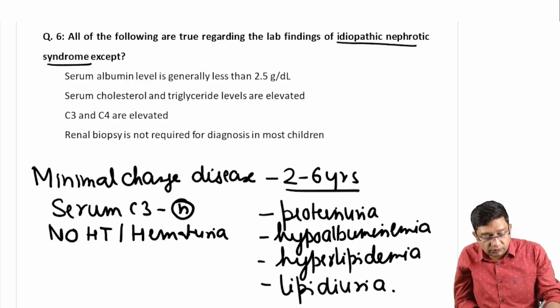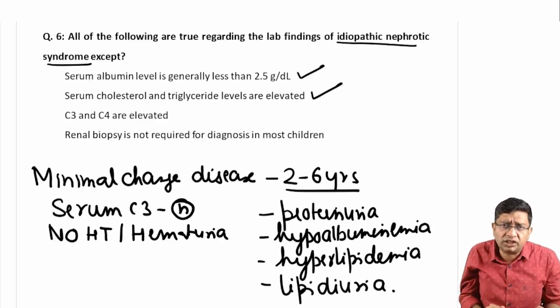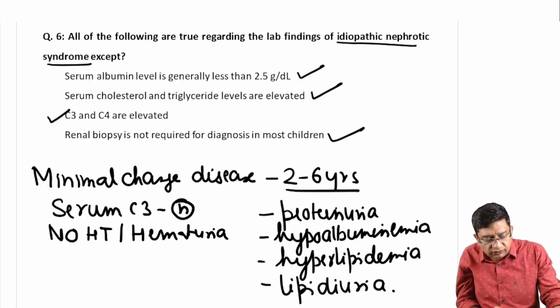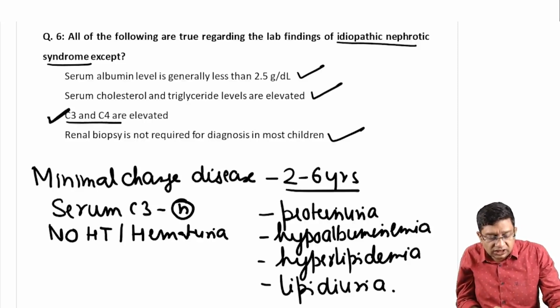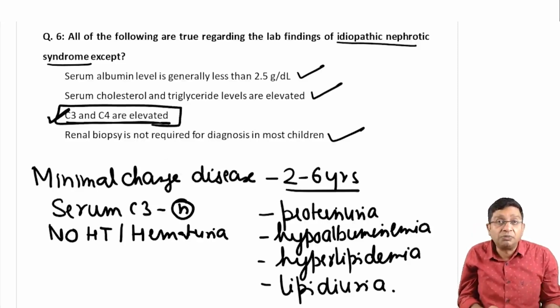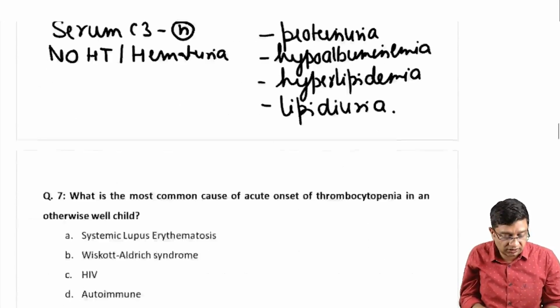So serum albumin is generally low. Yes. Cholesterol is elevated. Renal biopsy is usually not required, right? It is only required in certain conditions, not in every child. That is also true. So the exception is that C3 and C4 are elevated. No, they are normal in minimal change disease.